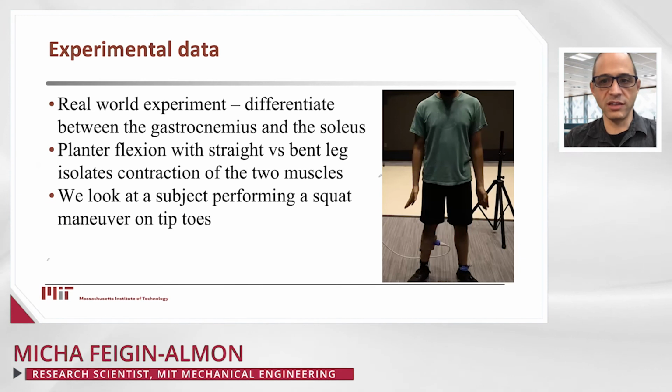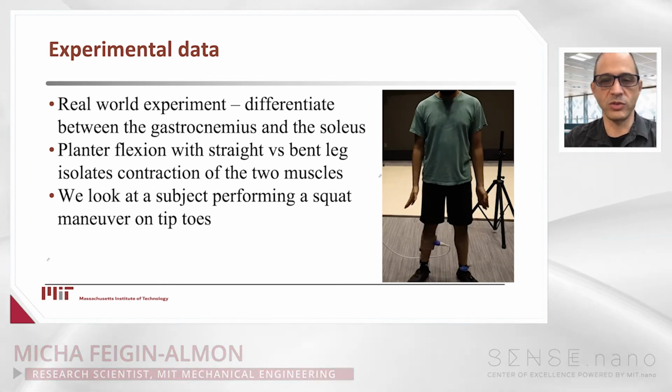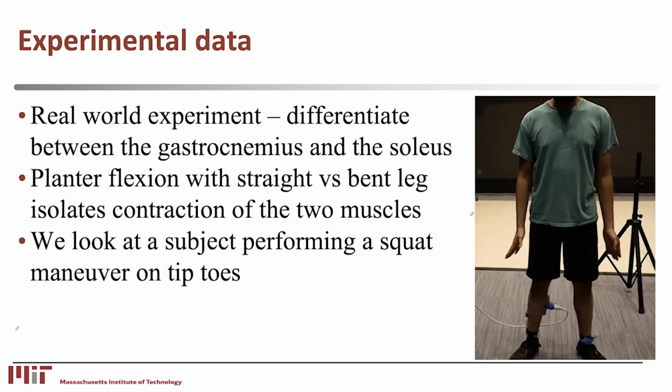So let us turn our attention now to experimental validation. We looked at differentiating the contraction between the gastrocnemius and the soleus muscle. These activate as a result of plantar flexion of the foot, that is, standing on tiptoes. Due to their physiology, the gastrocnemius takes most of the load when performing this with a straight leg, and the soleus with a bent leg. To this end, we look at subjects performing a squat maneuver, as demonstrated in the video.